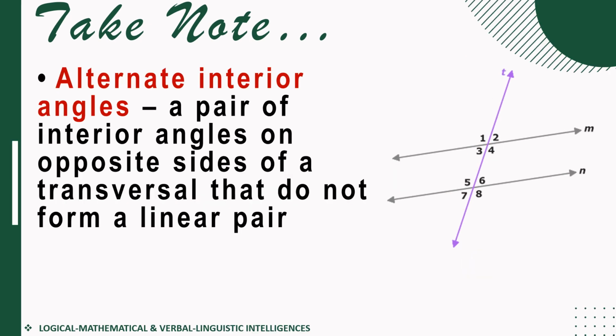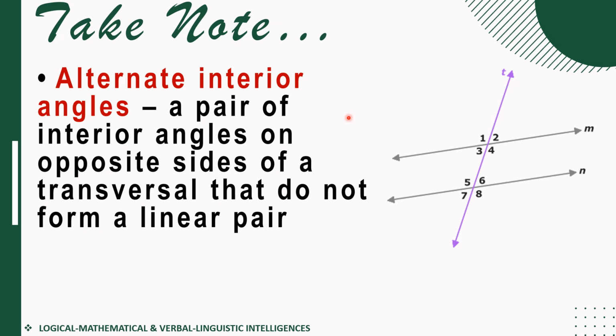Now, let's say for example, suppose we do have line M and line N as parallel lines, and line T being the transversal line. So we do have parallel lines cut by a transversal line. Now, if parallel lines are cut by a transversal line, we will be able to form different angle pairs.